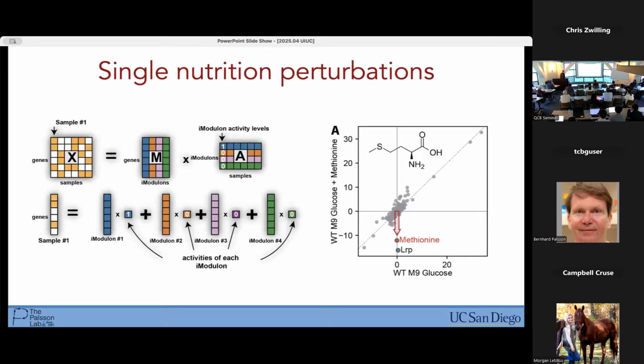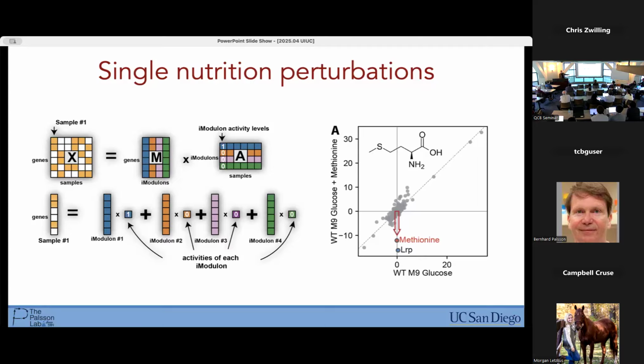So here's one example showing you how surgical this is. Here again is the summation of the iModulon activities. So here's a comparison between two conditions, the reference condition and the reference condition plus one amino acid, methionine. And the 45-degree line shows that almost all the iModulons have exactly the same activity under the two conditions. The only activity that has changed is here, which is the methionine iModulon, which is downregulated because it's no longer needed, and LRP. So this is the leucine-responsive protein, a kind of master regulator associated with amino acids in E. coli. How about that?